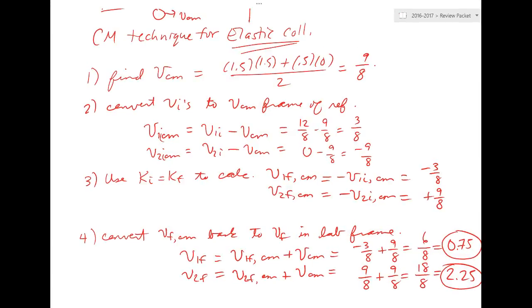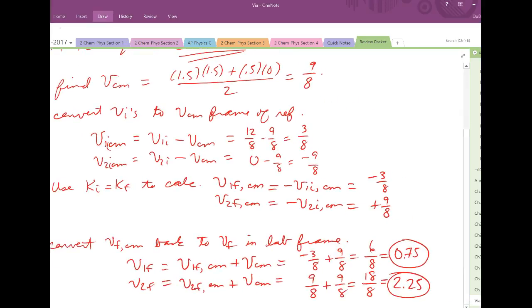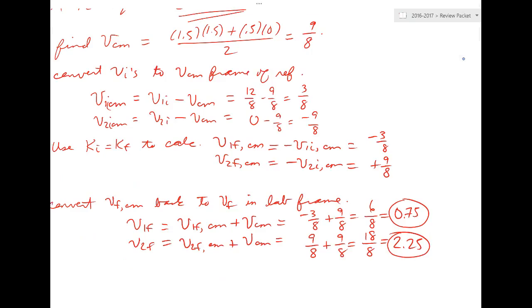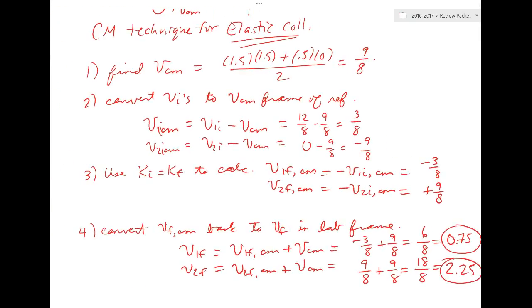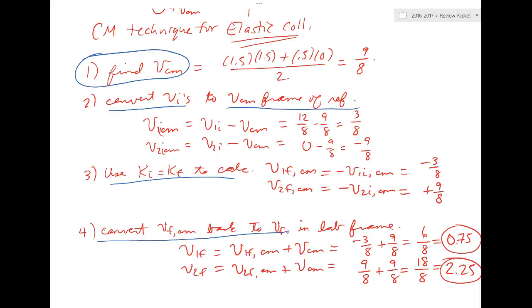Okay, so this is called the center of mass technique for elastic collisions, and just to quickly summarize what we did here, the first thing that we did was we calculated the center of mass of the system. Then we converted those into a frame of reference of the center of mass. We flipped the signs, and then we converted back. So this is actually a huge time saver, especially if the two objects are moving toward each other, because you'll have all sorts of issues doing this using the long way.